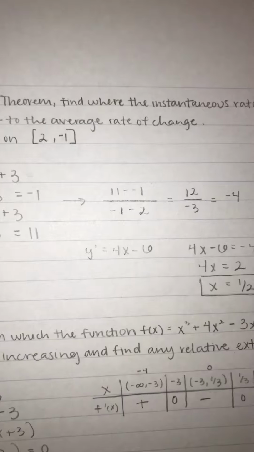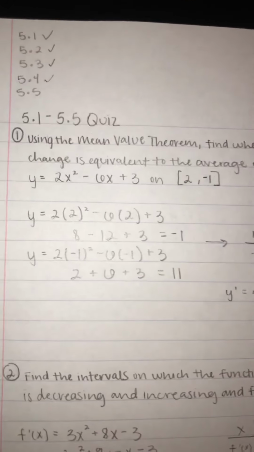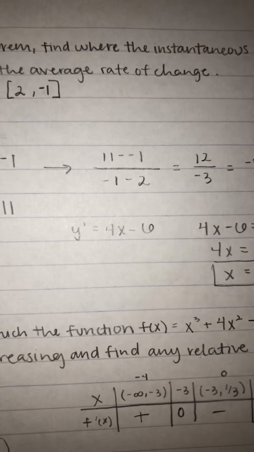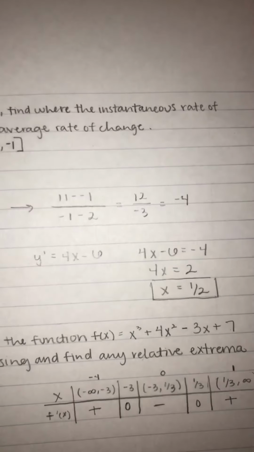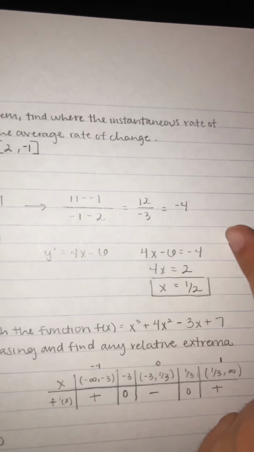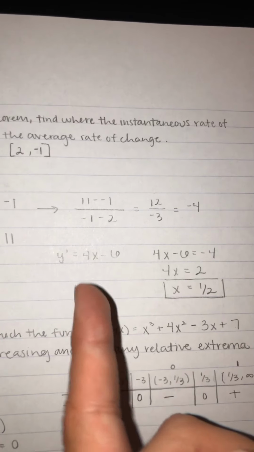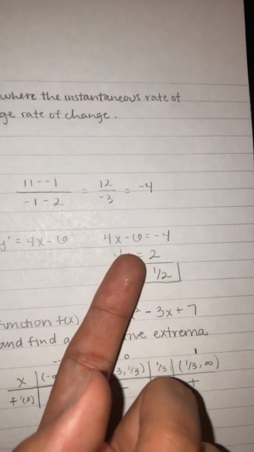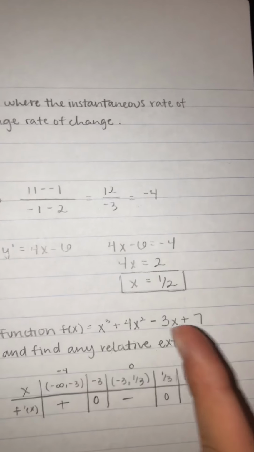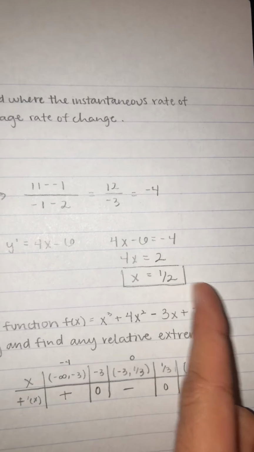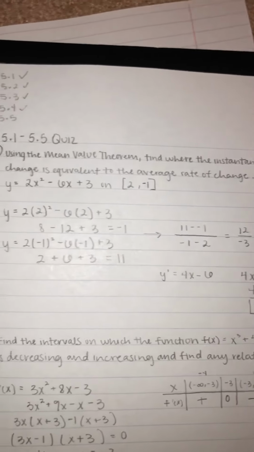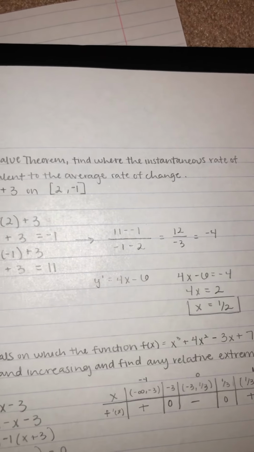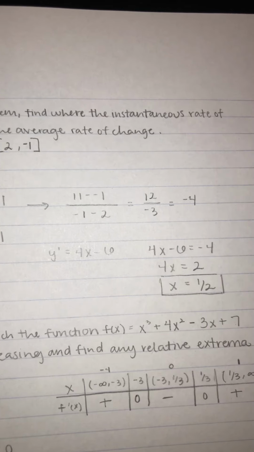And then you're going to find the derivative of the original equation, which is going to give you y prime equals 4x minus 6. And you're going to use the mean value theorem value, and you're going to set it equal to the derivative. And that's going to give you 4x equals 2, which simplifies to x equals 1/2. So that's where the instantaneous rate of change is equal to the average rate of change.